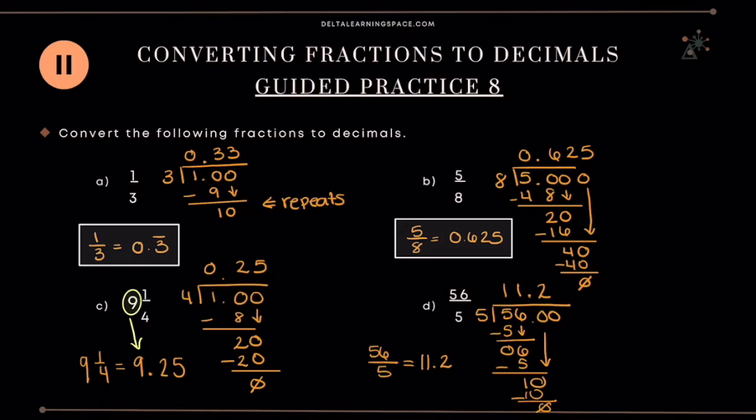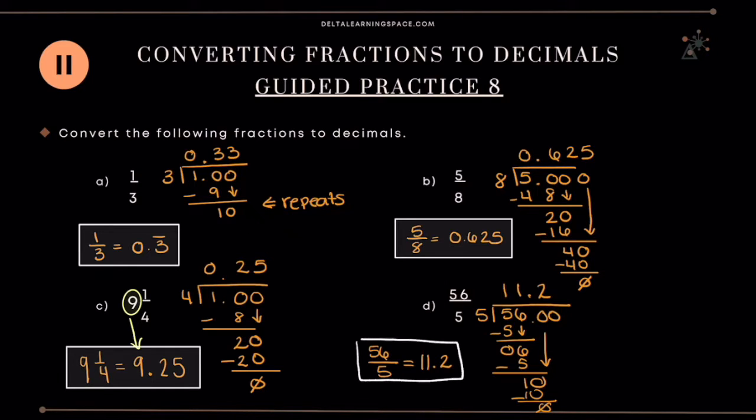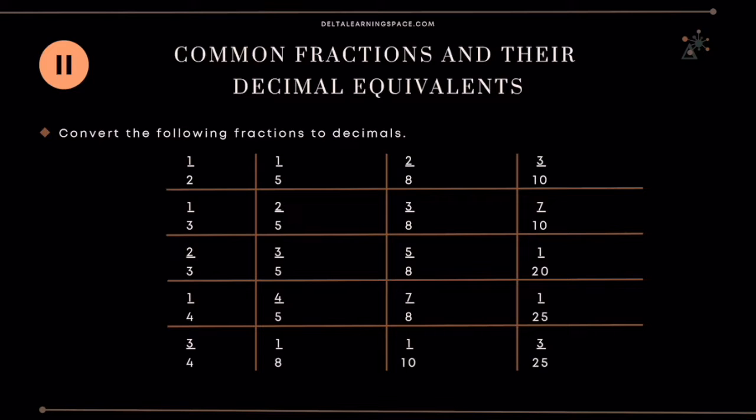For C, our mixed number, 9 1/4, will be equal to 9.25. And our improper fraction, 56 over 5, will be equal to 11.2. And when we're converting fractions to decimals, we should always end up with either a decimal that will terminate or repeat.